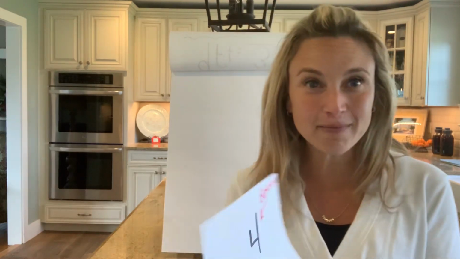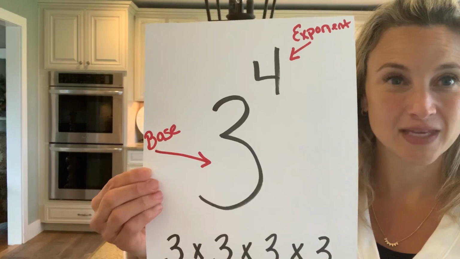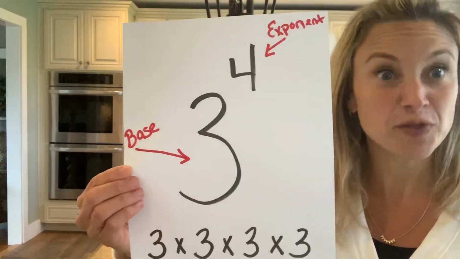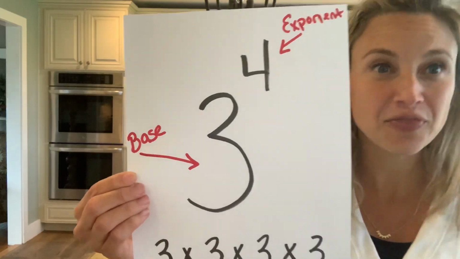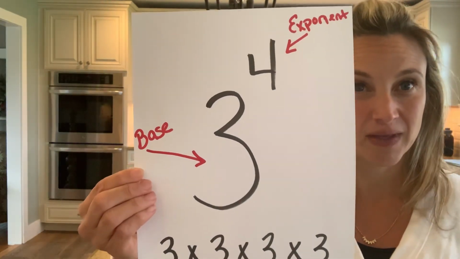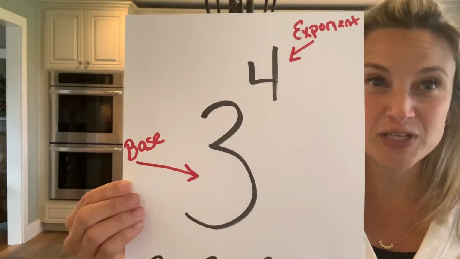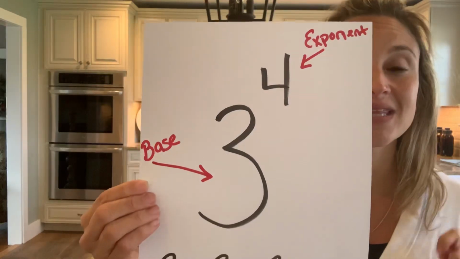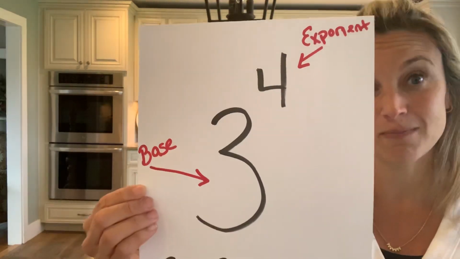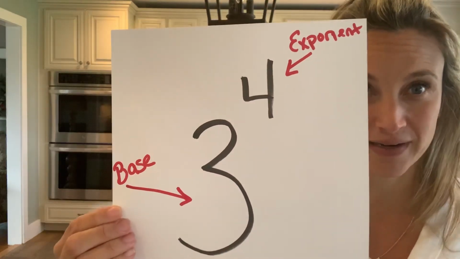So when we're talking about exponents, it's important that you understand what they are. 3 to the 4th power, like we like to say. This is our base. The number 3 is our base number. The exponent is our 4. It's important when we do this that we know that the operation that is associated with exponents is always going to be multiplication.